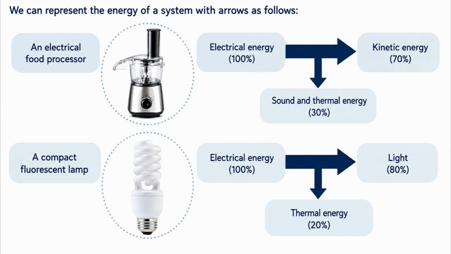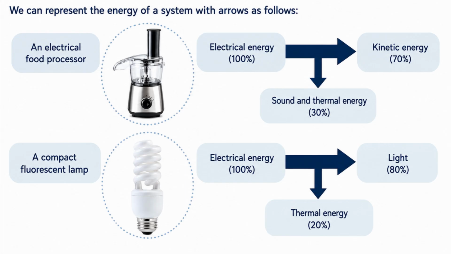It is important to notice that the energy is not destroyed. It is transferred into different forms. In each example, the useful energy and the wasted energy add up to 100%. For the food processor, 70% kinetic energy plus 30% sound and thermal energy equals 100%. For the lamp, 80% light energy plus 20% thermal energy also equals 100%.